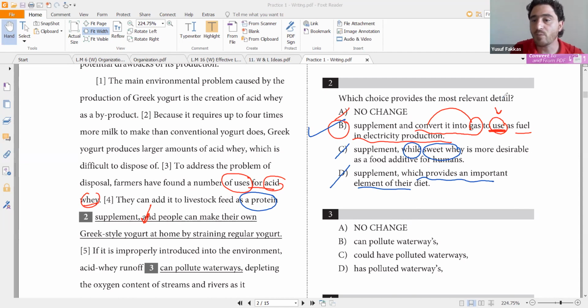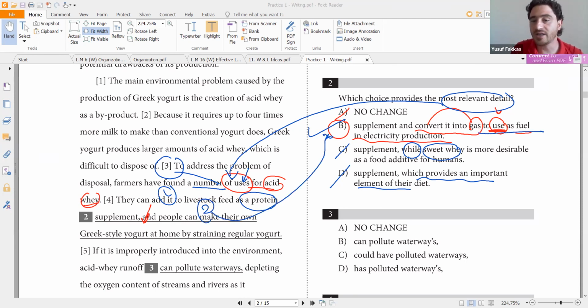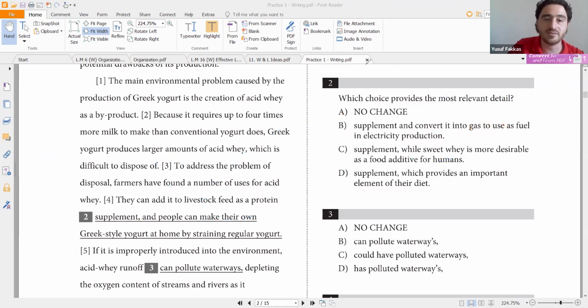I chose it as the most relevant detail because, keep in mind, in sentence number 3, we said we have a number of uses. That means we cannot just add one. At least you should have 2 because uses is in plural. And that's what made us know that B is the right answer, because it tells us how we can use it as a fuel for electricity. All right, I'm done with this question.